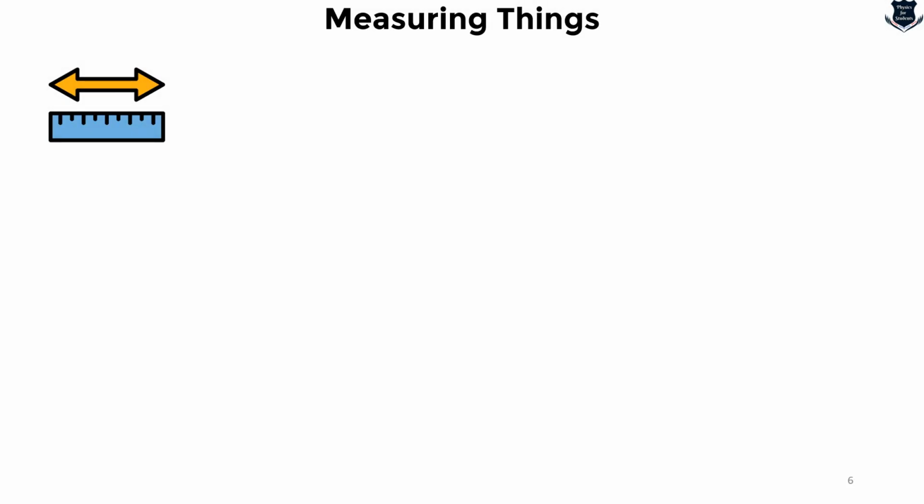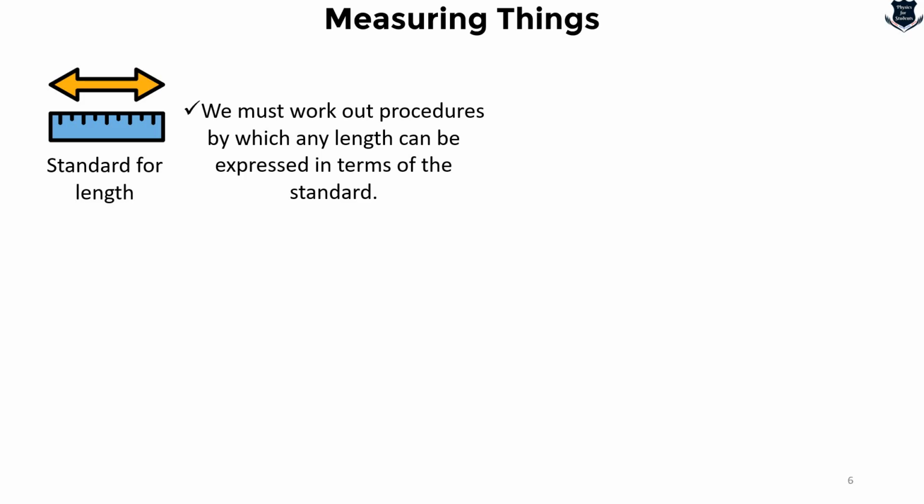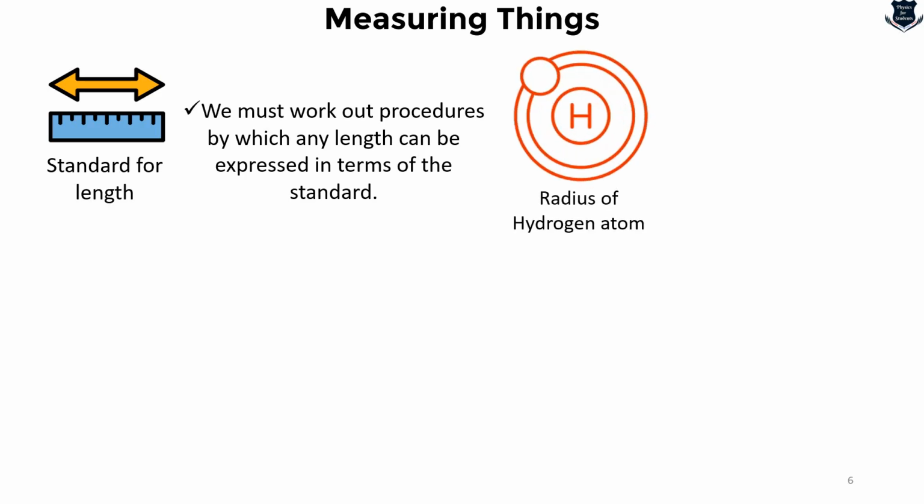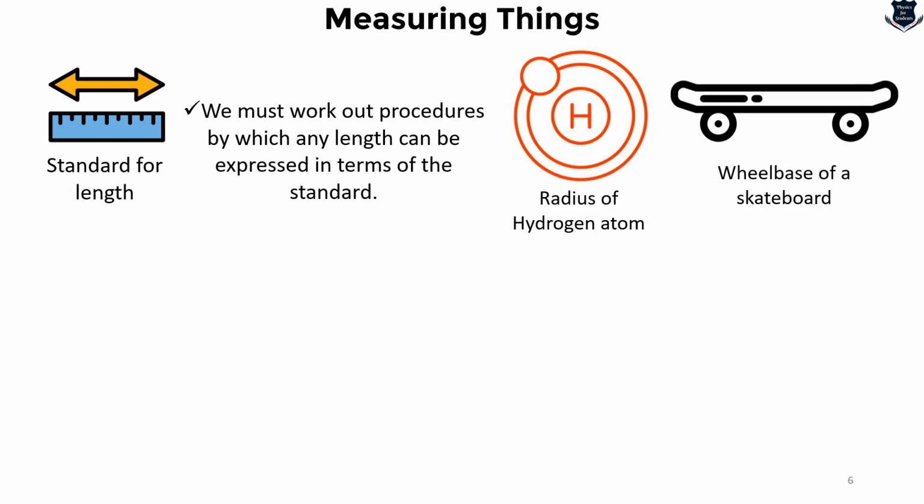Now that we have set up a standard, for example for length, we must work out a procedure by which any length can be expressed in terms of the standard. Whatever it may be, it can be the radius of a hydrogen atom, the wheelbase of a skateboard, or the distance to a star. And these can all be expressed in terms of the standard.